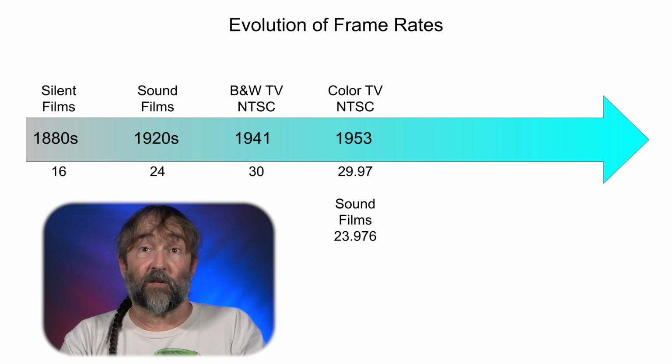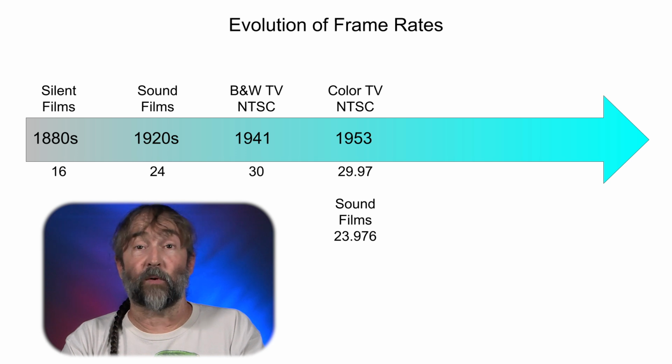So in order to make sure they didn't lose the television audience, Hollywood, wanting to make money by having their films run on broadcast television, slowed their standard frame rate from 24 frames per second down to 23.976 frames per second. So 23.976 and 29.97 are multiples of each other. One is 1.25 times the other, same way it used to be with 24 and 30.